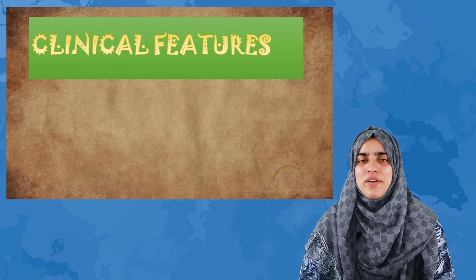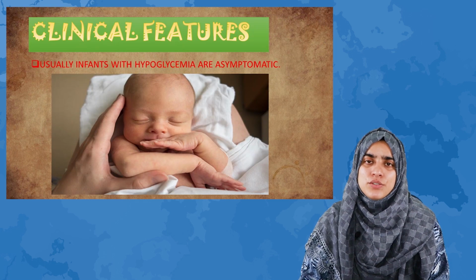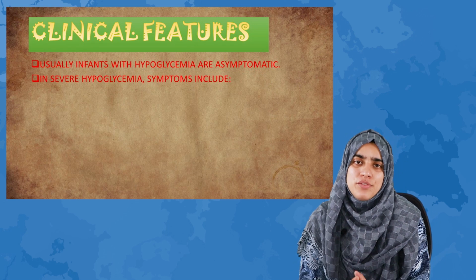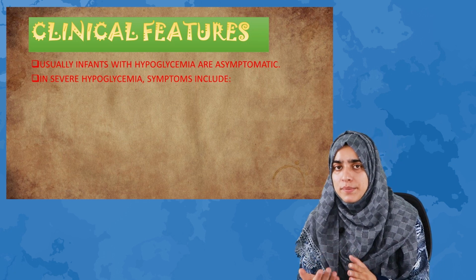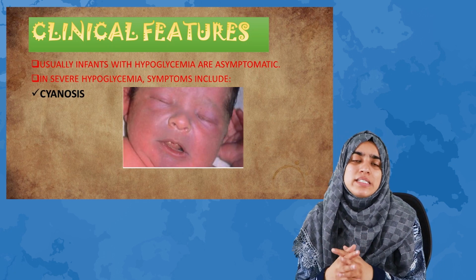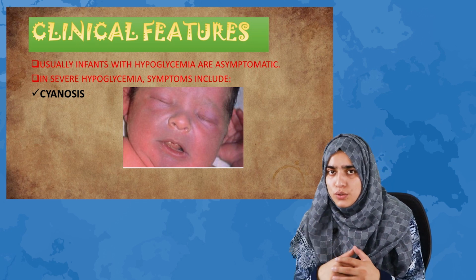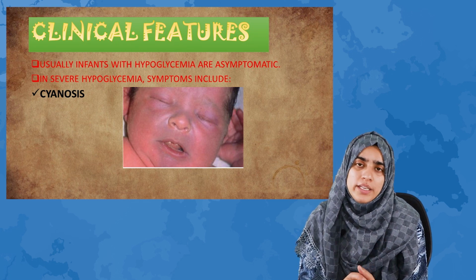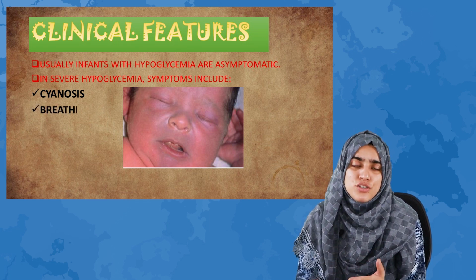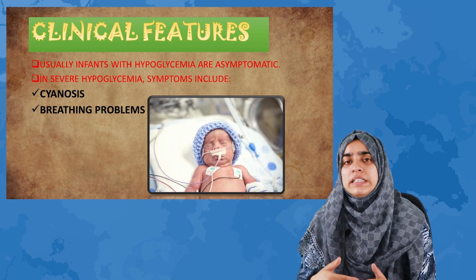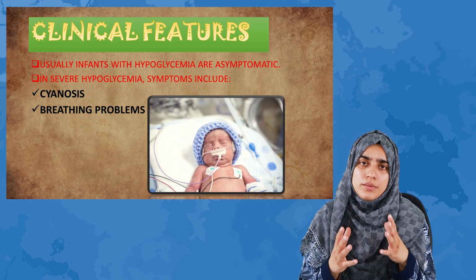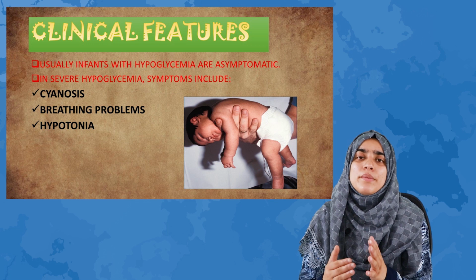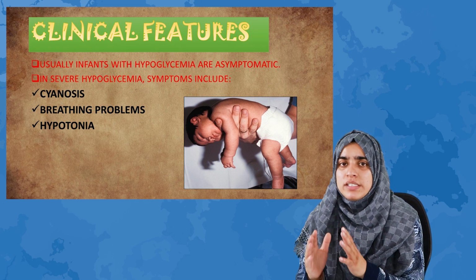The clinical features of hypoglycemia: usually the children or infants with hypoglycemia are asymptomatic, but in case of severe hypoglycemia, the symptoms may include cyanosis, that is the bluish discoloration seen especially over the nails, around the lips, or the whole body can be bluish due to this condition. The infant will have breathing problems as the oxygen supply is reduced, or the oxygen concentration in the body is low. The baby will present with hypotonia, that is decreased muscle tone.